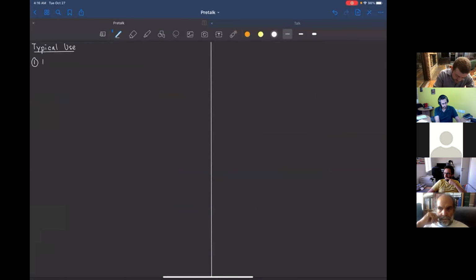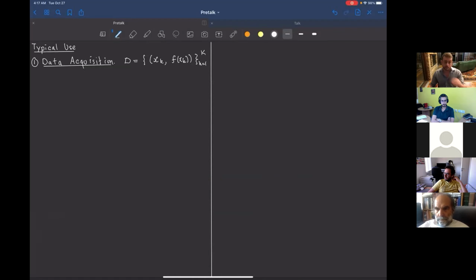So step number 1, at least this is the dominant use case, is what I would call data acquisition. Data acquisition just means one way or the other, you get a data set, which I'll call script D. And a data set is just a collection of inputs and desired outputs, k goes from 1 up to capital K. So the whole point here is you don't know a formula for the function f. So f is unknown. But what you know are examples of the value of f at some points.